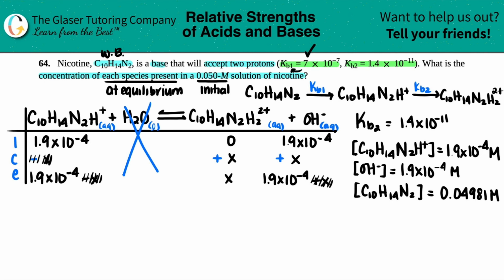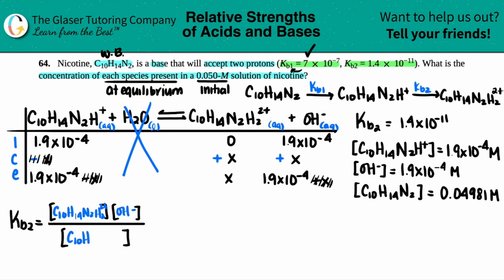Okay, now let's do it. Kb2 equals, just to show it for you guys, we have the two products divided by the one reactant, just like we had before. But now it would be C10H14N2H2 2+, times OH minus, times C10H14N2H. The Kb value was 1.4 times 10 to the negative 11th.